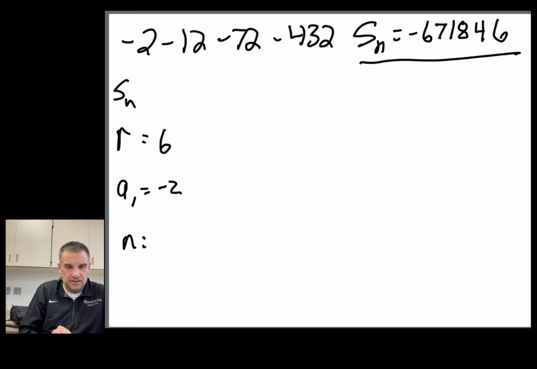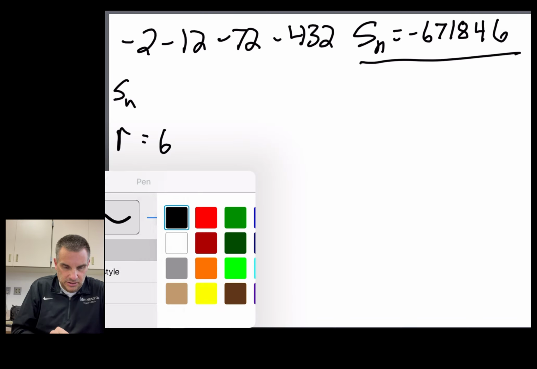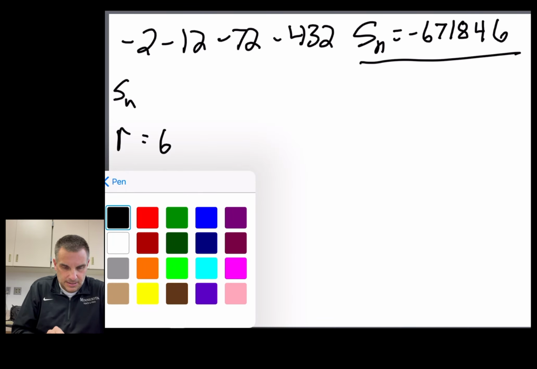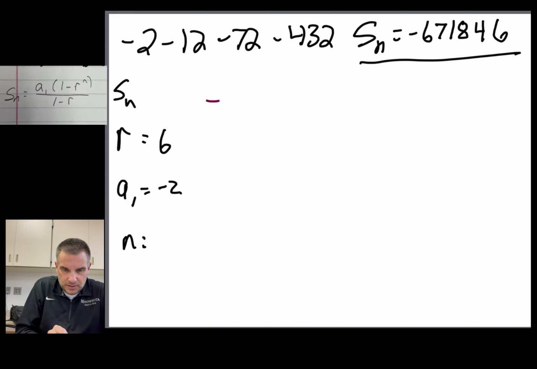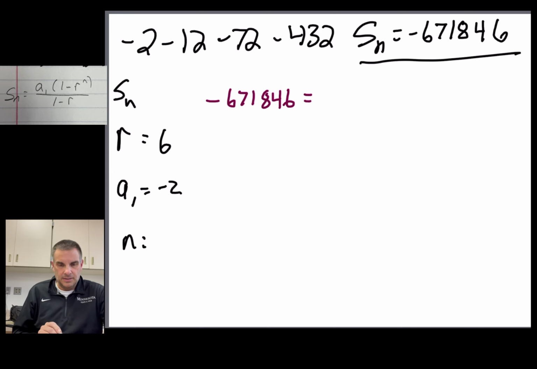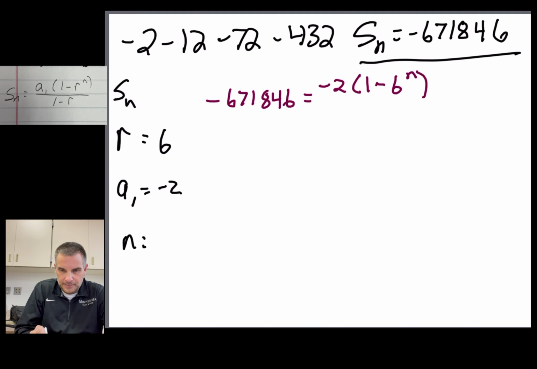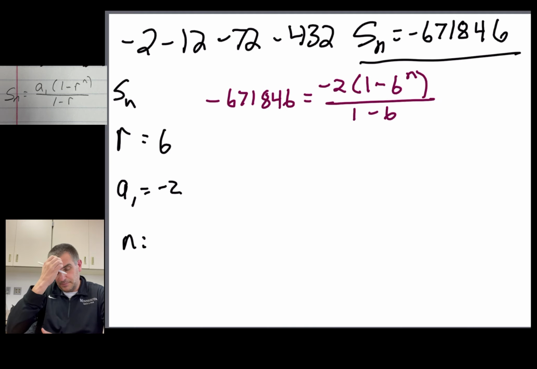We have to find the nth value. So we can use our formula. My S of n, change colors. Let's make it burgundy this time. So we've got negative 671,846. S of n equals a of 1, so negative 2 times 1 minus my ratio, which is 6 to the nth power, all divided by 1 minus 6.